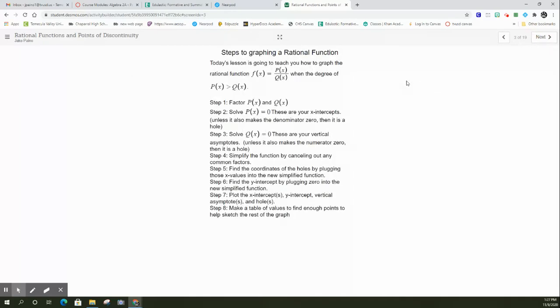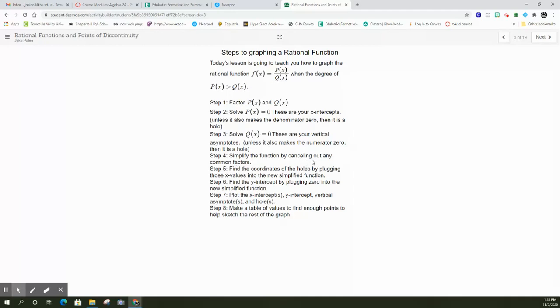Okay, here are the steps. We're going to start by factoring the top, factoring the bottom. Then once it's in factored form, we can easily solve when it equals 0. Setting p of x to 0 will give us the x-intercepts. Solving q of x, the denominator, gives us the vertical asymptotes. A little parenthetical here: if it makes both of them 0, then it's a hole.